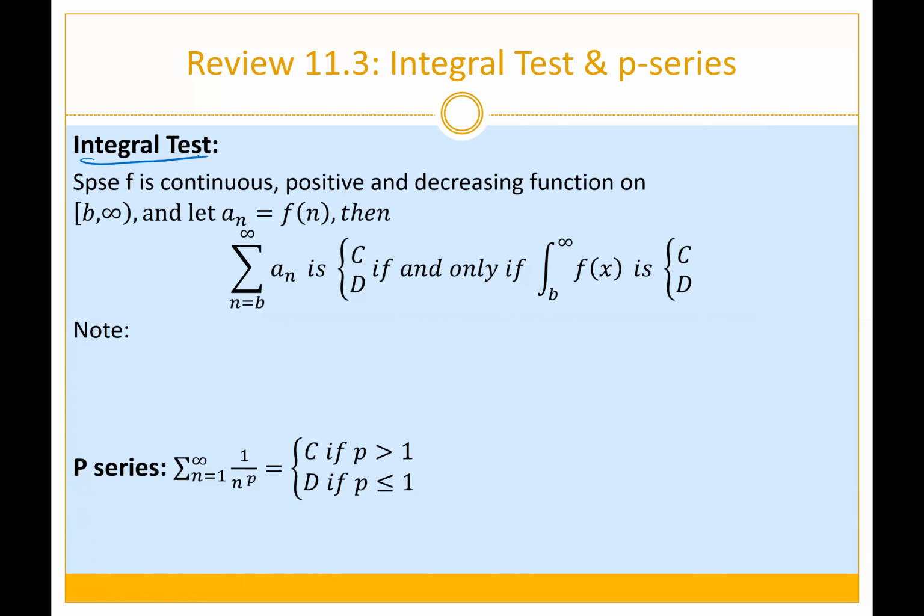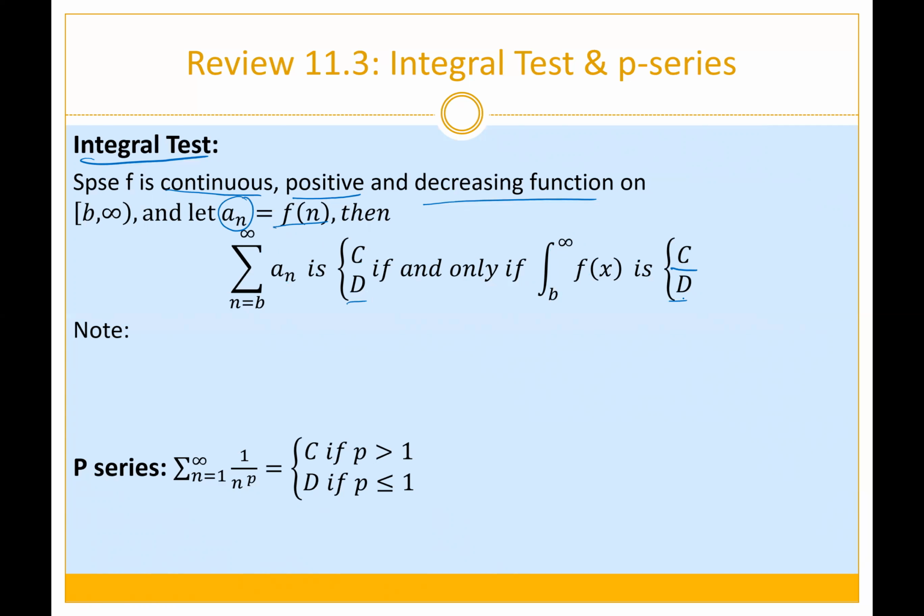So the integral test says, suppose f is a continuous, positive and decreasing function from b to infinity. So you need it to be continuous, positive, and decreasing. And then, if a_n is put into some function of n, the series is convergent if the integral from b to infinity of f(x) is convergent, and it's divergent if that integral is divergent.